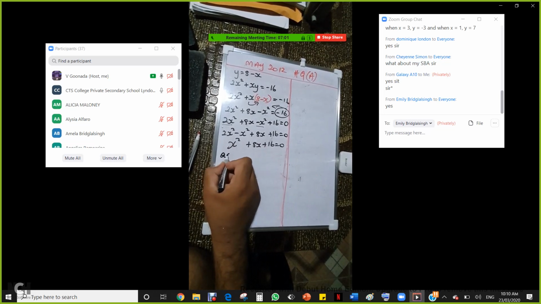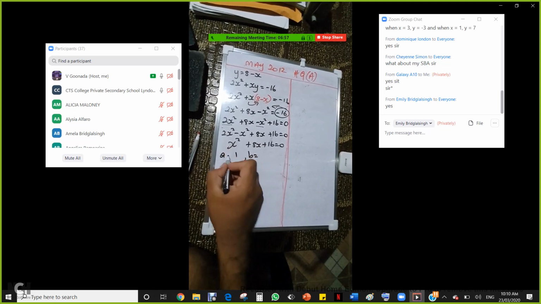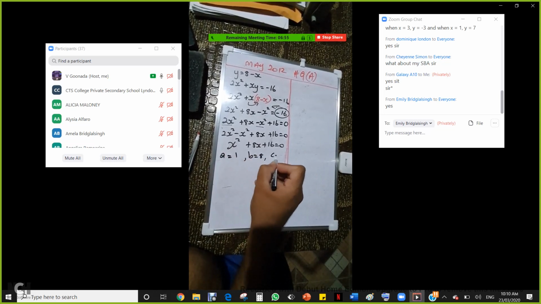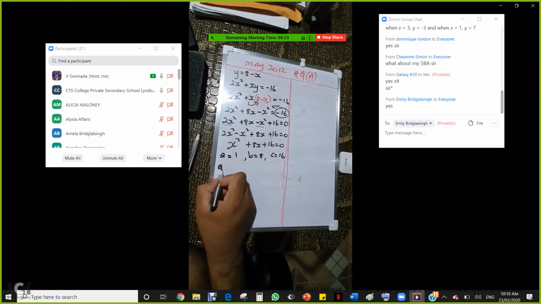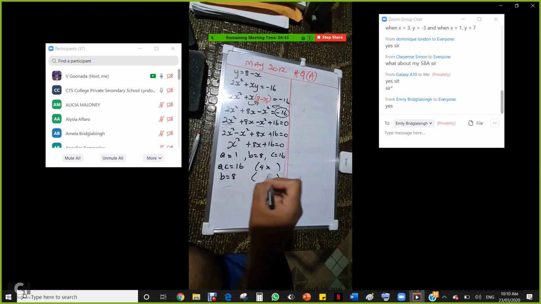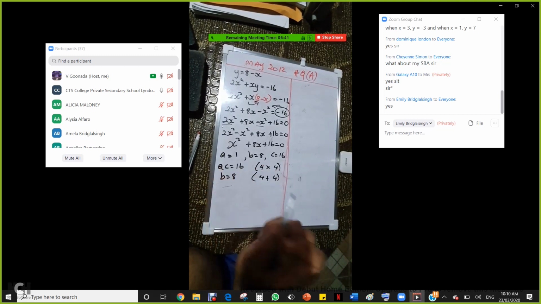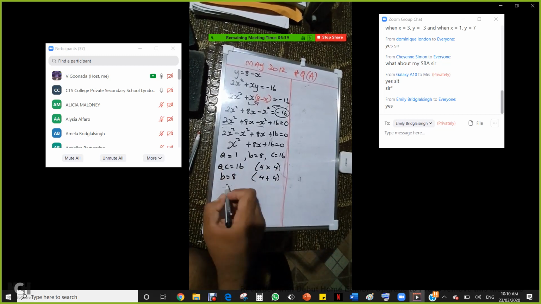Now the value of A is 1, the value of B is 8, and the value of C is 16. So AC is 16, the value of B is 8. Two numbers, when you multiply them, you get 16. And those same two numbers, when you add them, you get 8. Those two numbers are 4 and 4. And of course, the coefficient of x squared is 1, so we can use the shortcut method.